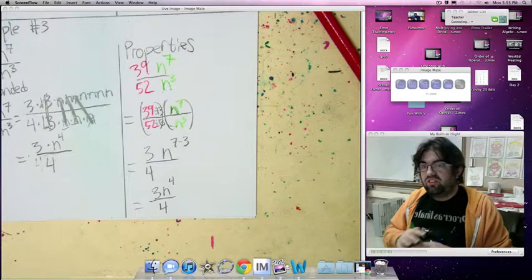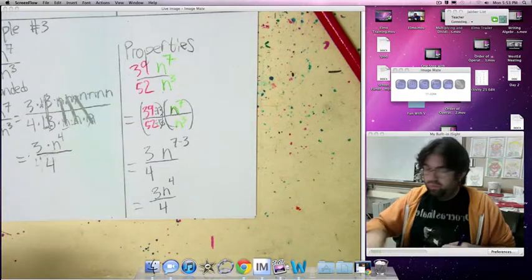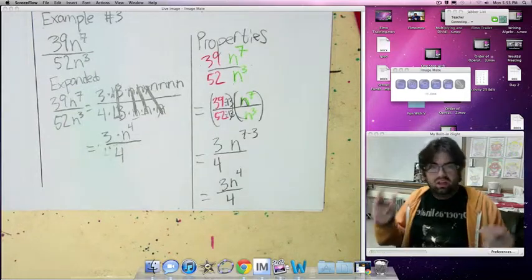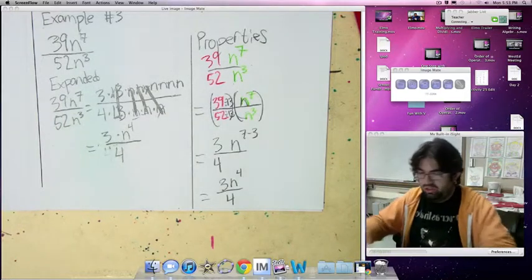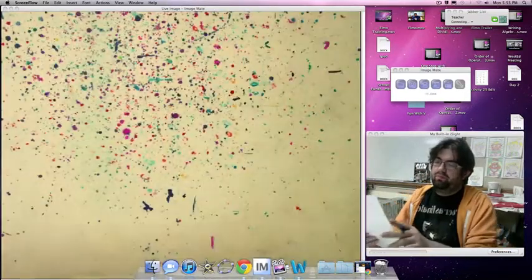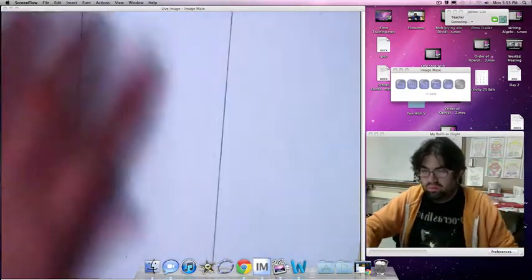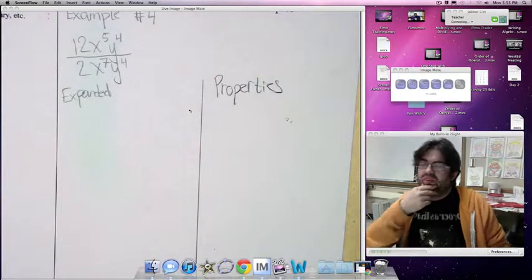Two very different ways of doing it. Both ways are definitely really good to know. The expanded notation is a great way, and the other one's just as good. It's up to you. We're going to do one more. A few more variables in there. All right.